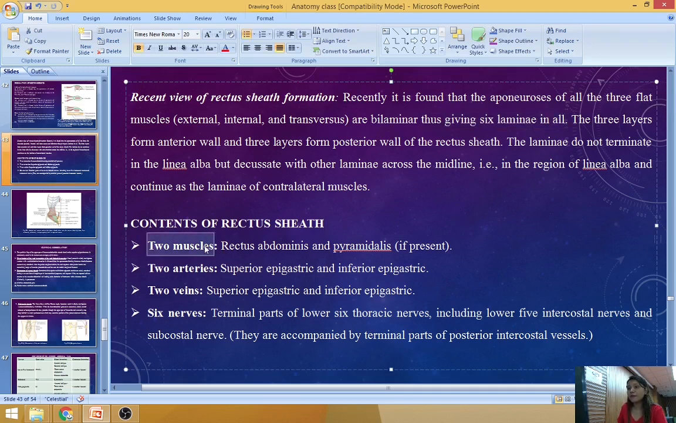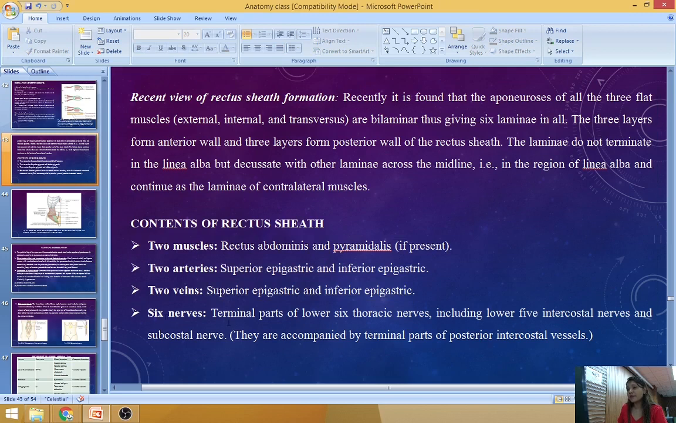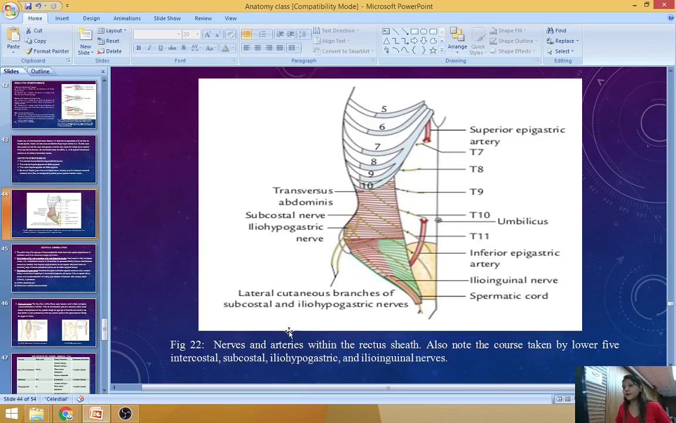We have 2 muscles, that is rectus abdominis and pyramidalis. We have 2 arteries, that is superior and inferior epigastric. We have 2 veins, superior epigastric and inferior epigastric vein, and we have 6 nerves, that is the terminal part of lower 6 thoracic nerves, including the lower 5 intercostal nerves and the subcostal nerve. So we have a total of 6 nerves, 2 veins, 2 arteries, 2 muscles. These are the nerves and arteries: superior epigastric artery, inferior epigastric artery, superior epigastric vein, inferior epigastric vein, and the lower 6 nerves, that is T7, T8, T9, T10, T11, T12. So these are the contents we have to see.